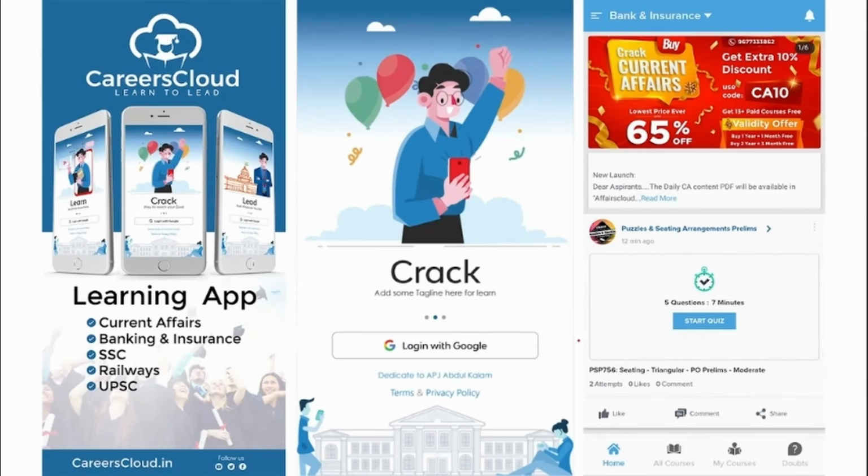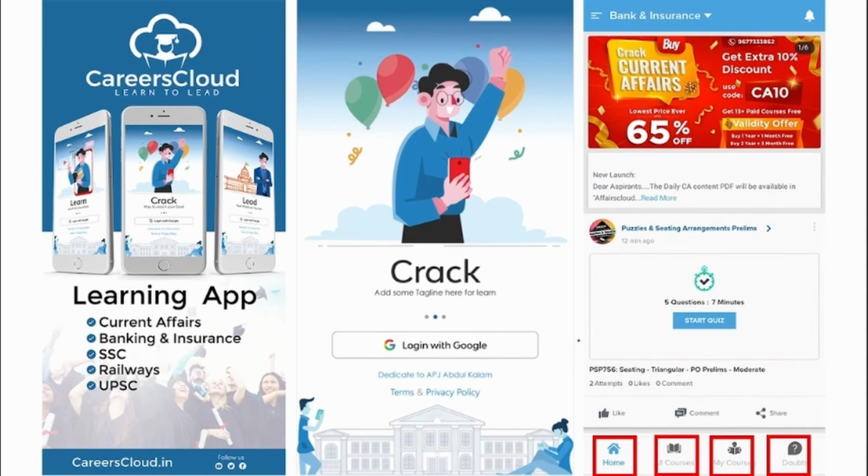My name is Shashmita. We have an app by the name Careers Cloud which you can go and download through the Play Store. Once you have downloaded the application, you will easily be able to log in using your Gmail ID. And once you have logged in, you will be redirected to this page where you will be getting this URL. And there will be options for home, all courses, my courses and download section in this application. You will be getting multiple PDFs, multiple content on daily basis that will be enhancing your learning.